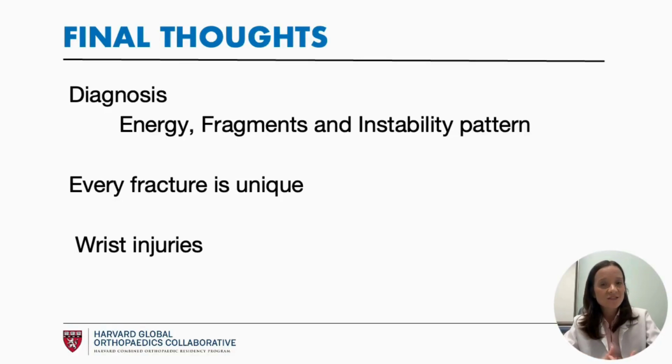I want to close this talk with some final thoughts. Complex distal radius fractures are more than that. We must think of them as wrist injuries and treat them likewise. Volar locking plates are probably not the best option in most cases, but above all, the concept of one size fits all does not apply here. Ask about the energy of trauma, identify your fragments, how many, how small are they, and look for instability patterns.